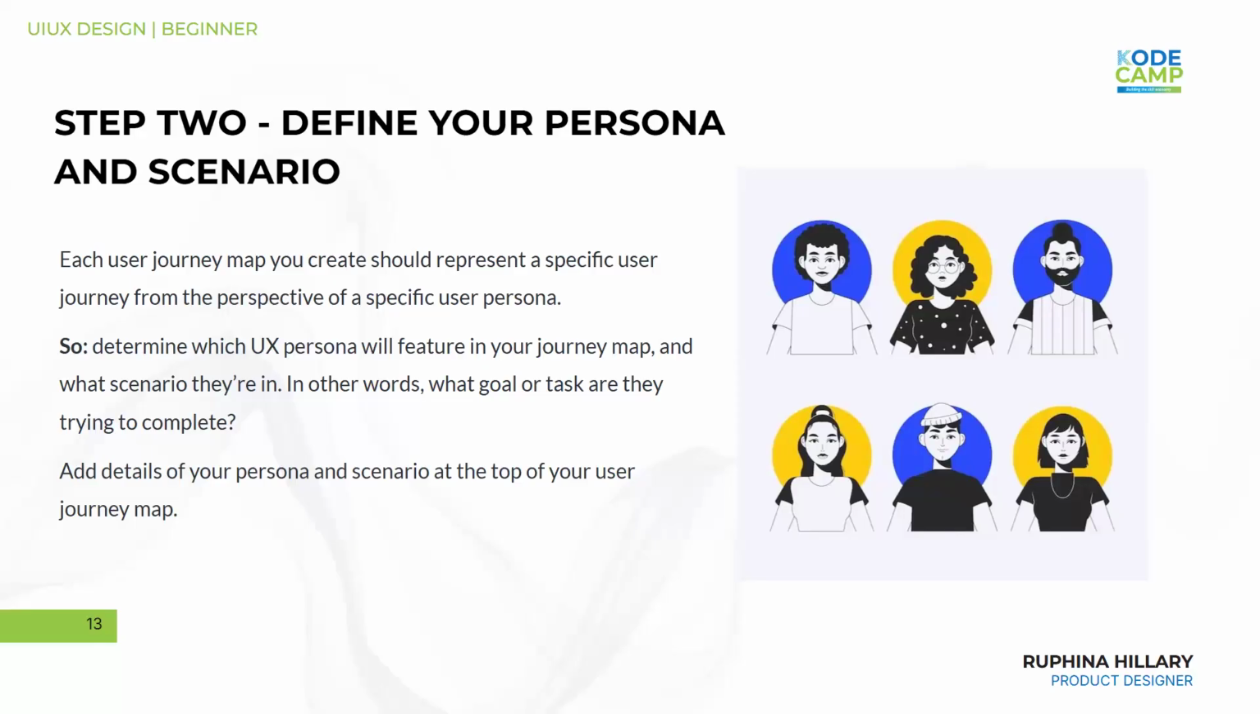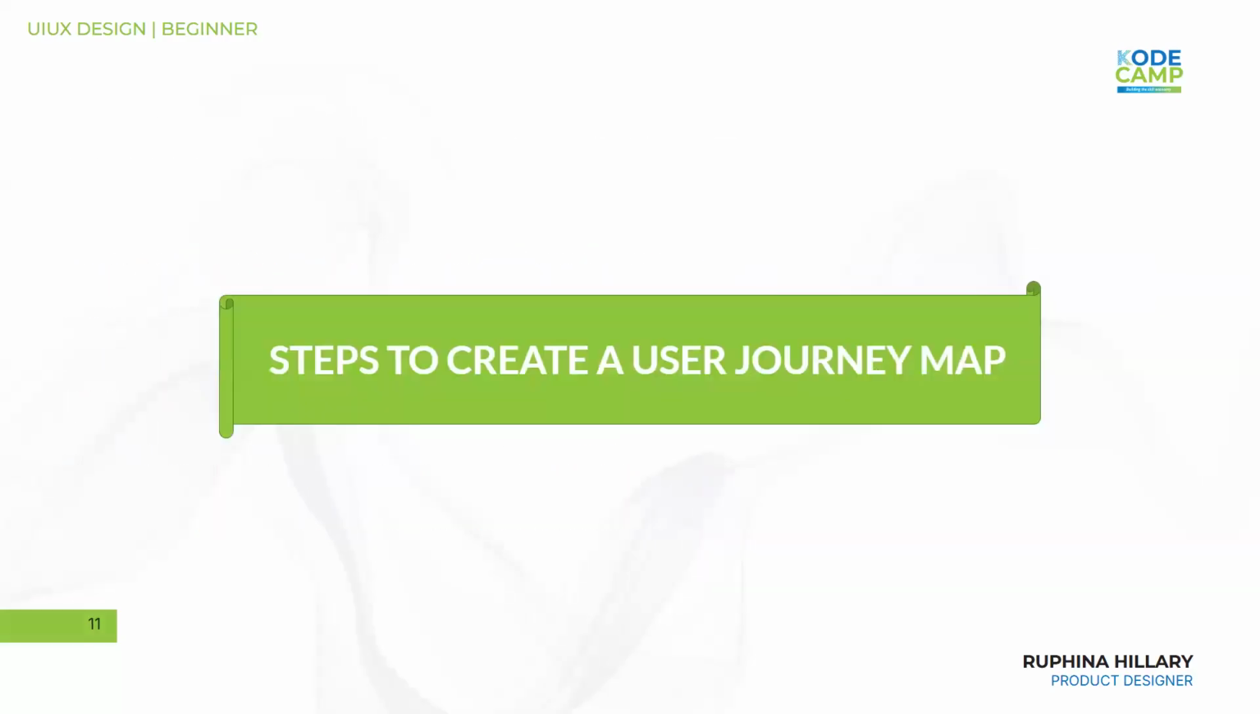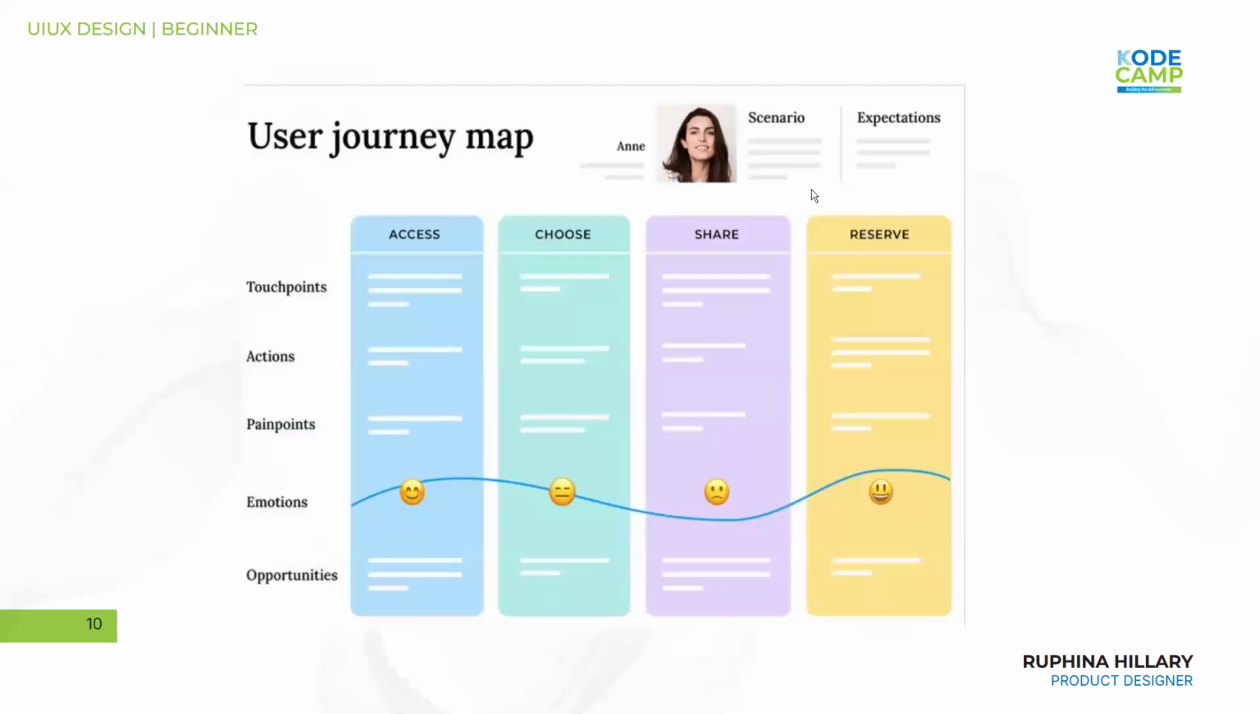So add details of your persona and scenario at the top of your user journey map. This is where I went back and said, this is your user persona, this is the name, this is the scenario, and this is expectations. So just put it at the top of your user journey map, to give whoever is looking at this insight into what you're actually describing.